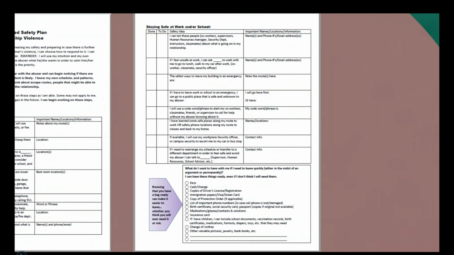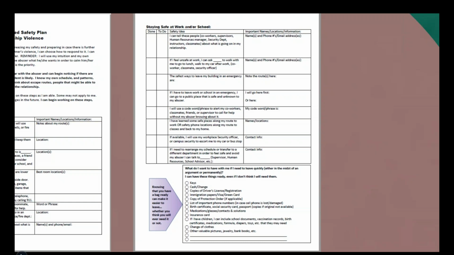Staying safe at work and or school. Again, these safety ideas center around safety at work and school. So kind of trying to split up and give the survivor a better idea of things that they can do when they're at different locations, things like that. And a good example, I think, from this page that I use most commonly is the safest ways to leave my building in an emergency situation are.